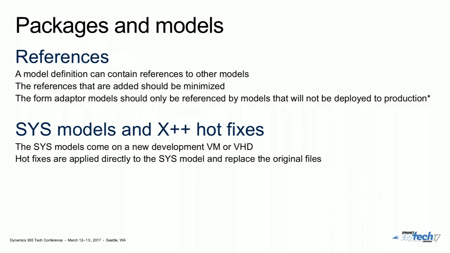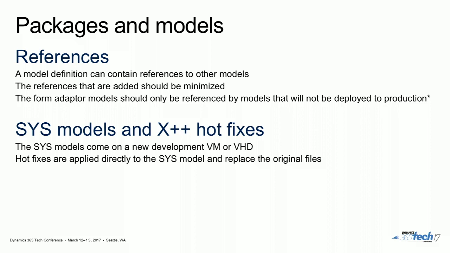So the references: a model is defined with references, and it can contain references to other models. The app suite, being the sort of catch-all, has references to just about everything that's not test related. For models you create, you should minimize the references. Don't add references that you don't need. A good example of this is don't include form adapter references in your models that are going to production, because for one thing, the deployment will fail because of it, and because the form adapters themselves are not deployed to production.